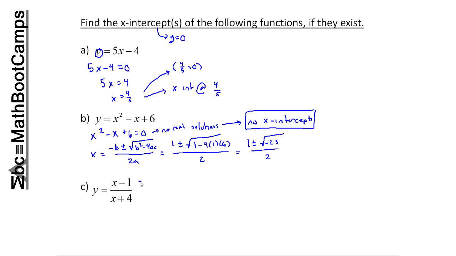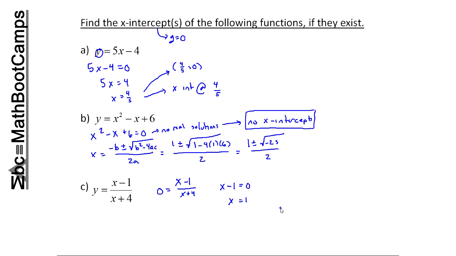Okay, let's look at this last function, a rational function. So again, I set y equal to 0 and solve. So I say, okay, 0 equals x minus 1 over x plus 4. All right, and then you're stuck, right? You're like, what do I do now? Well, the only way a fraction can equal 0 is if the top equals 0. So it must be that x minus 1 equals 0. Therefore, x must equal 1.